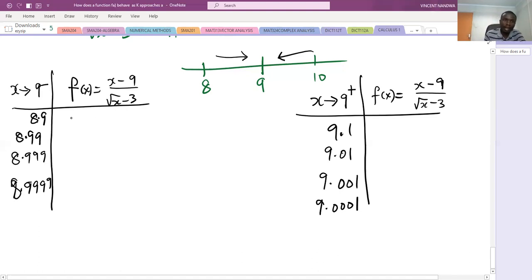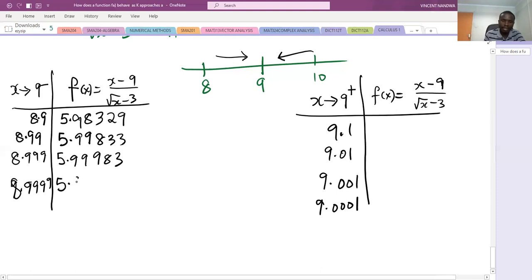Using your calculator, when you put x for 8.9, you'll get 5.98329. When you put x for 8.99, you get 5.99833. When you put 8.999, you get 5.99983. This other one gives you 5.9999833. So as you observe these values, you see that these values are moving closer to the value 6.